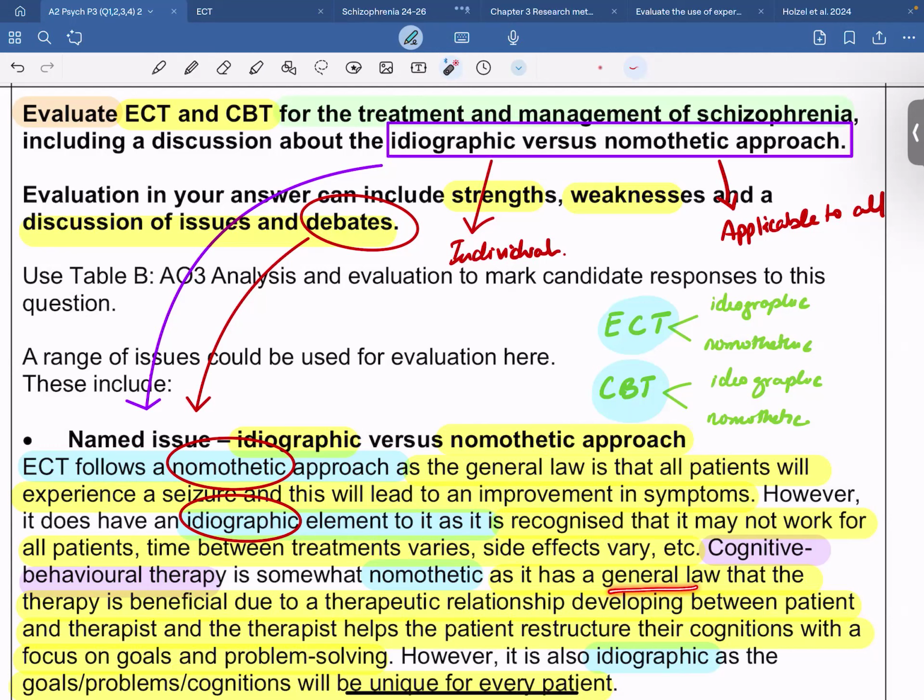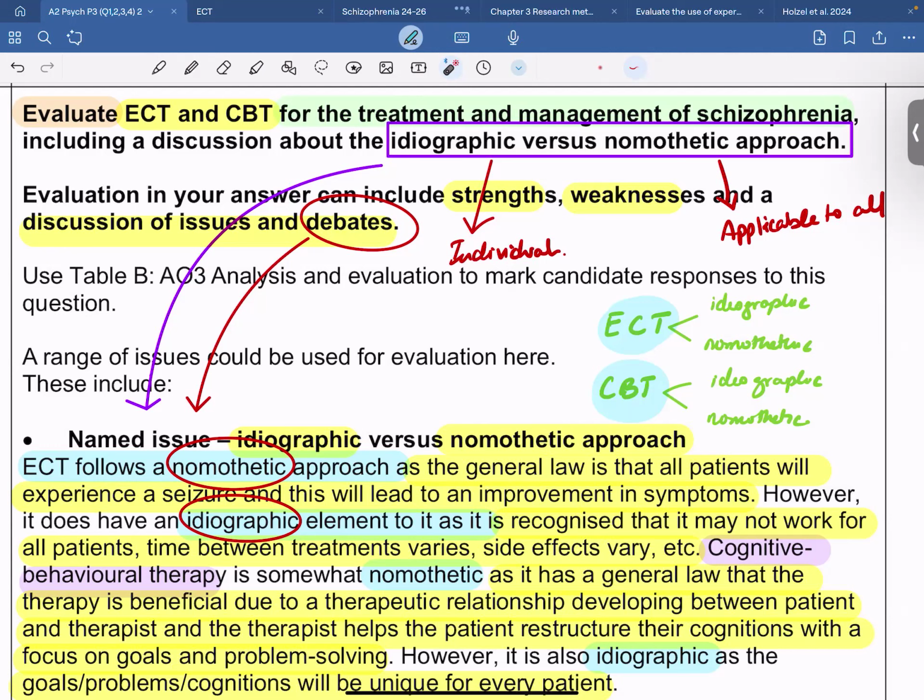General law, something that is generalizable, applicable, or made for all. So CBT is somewhat nomothetic as it has a general law that the therapy is beneficial due to a therapeutic relationship developing between the patient and the therapist. And the therapist helps the patient restructure the cognitions with a focus on goals and problem solving. So the general principle behind cognitive behavioral therapy is that it is something that would be applicable for all.